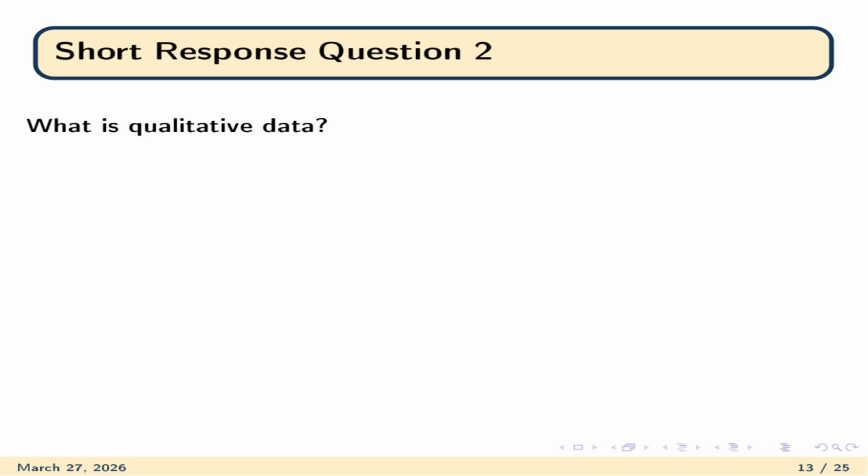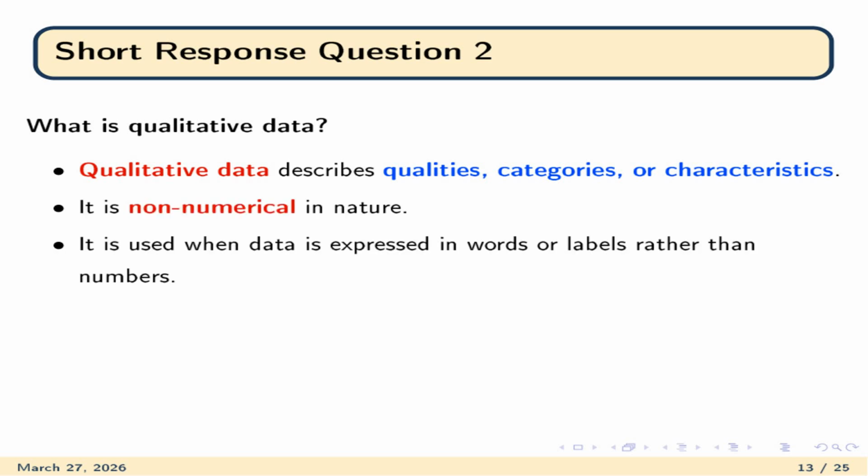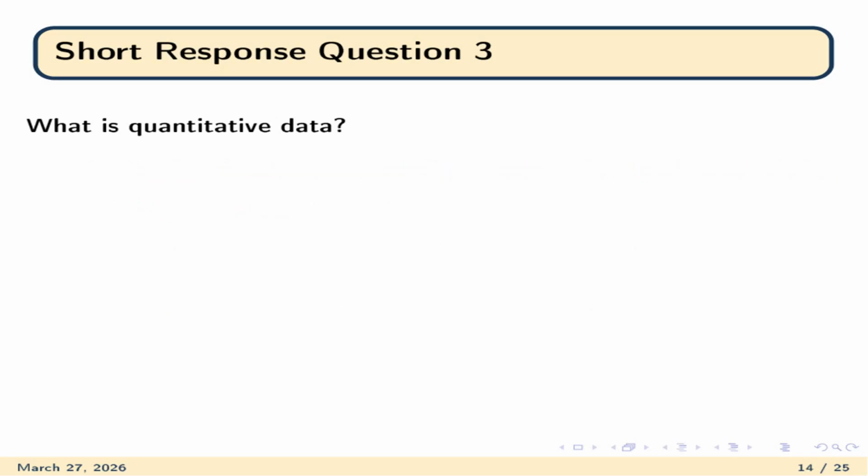What is qualitative data? Qualitative data describes qualities, categories, or characteristics. It is non-numerical in nature. It is used when data is expressed in words or labels rather than numbers. Examples, gender, color, nationality, and name.